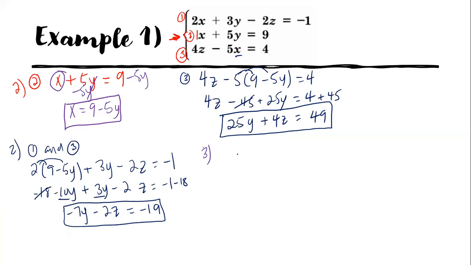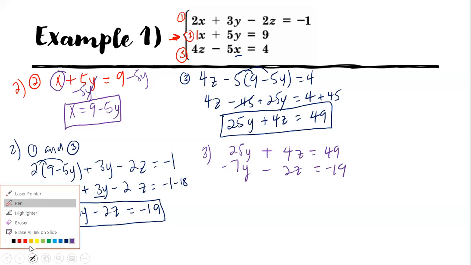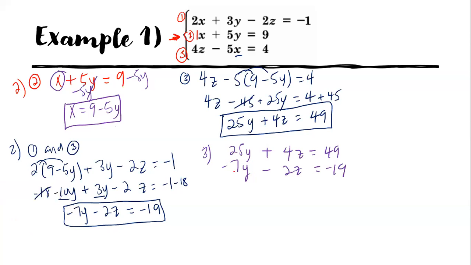Step 3. So now we're going to take 25y plus 4z equals 49, and we have negative 7y minus 2z equals negative 19. Now, at this point, we have the choice to either solve by continued substitution, or we can switch over to elimination. And personally, I would switch over to elimination. I prefer elimination over substitution for 2 variables, because it's already kind of small and makes it kind of easy. So I'm going to eliminate z.